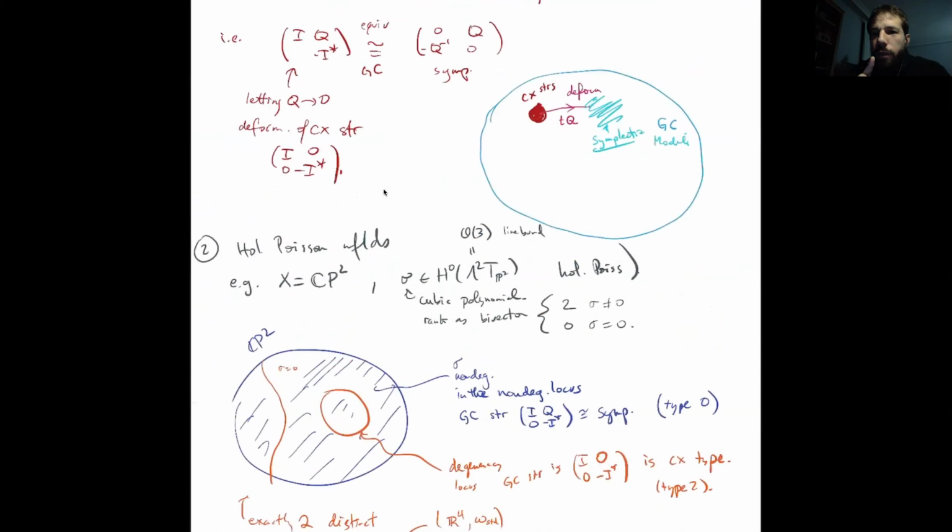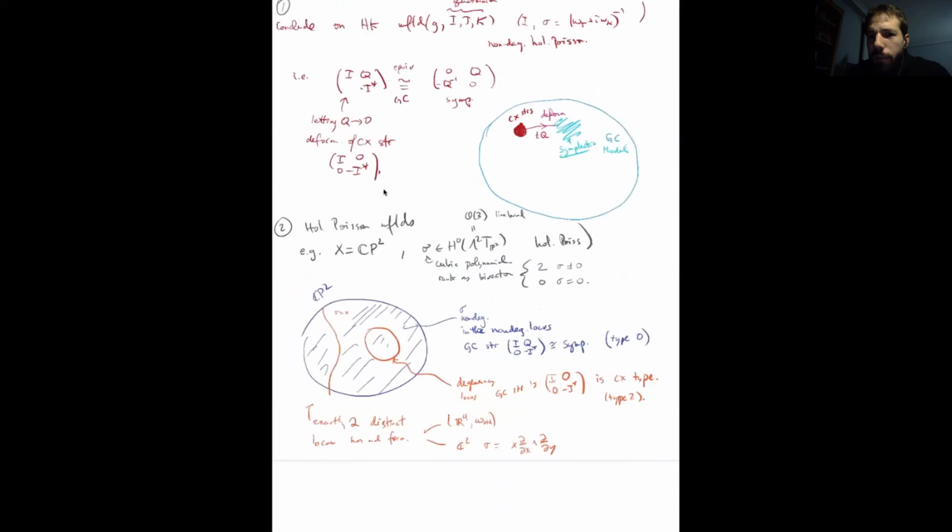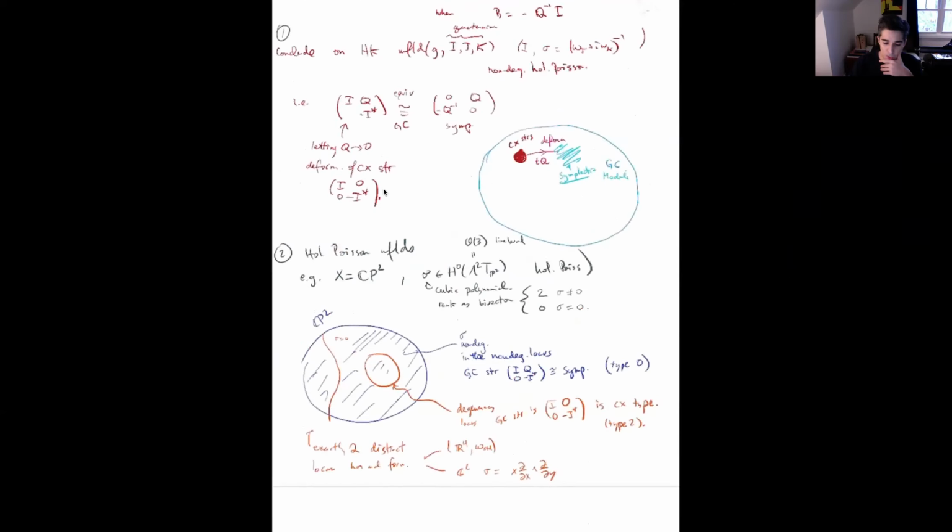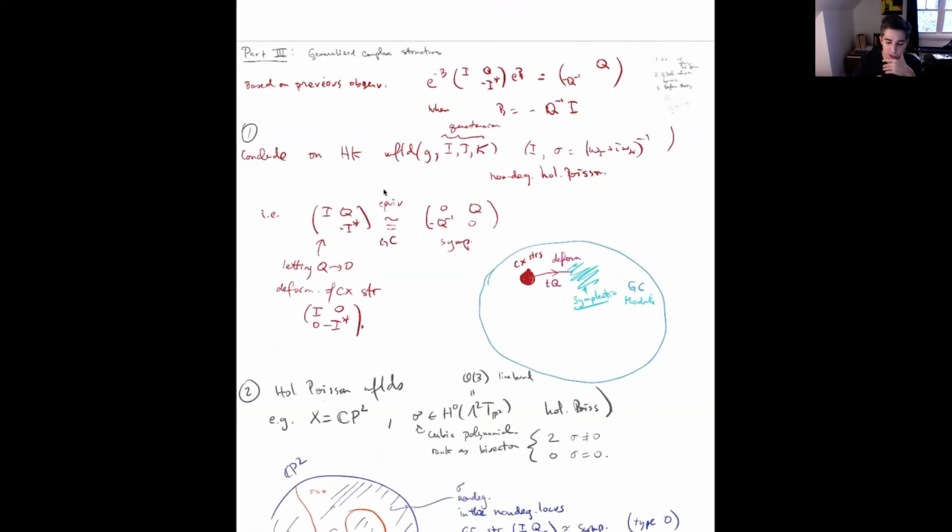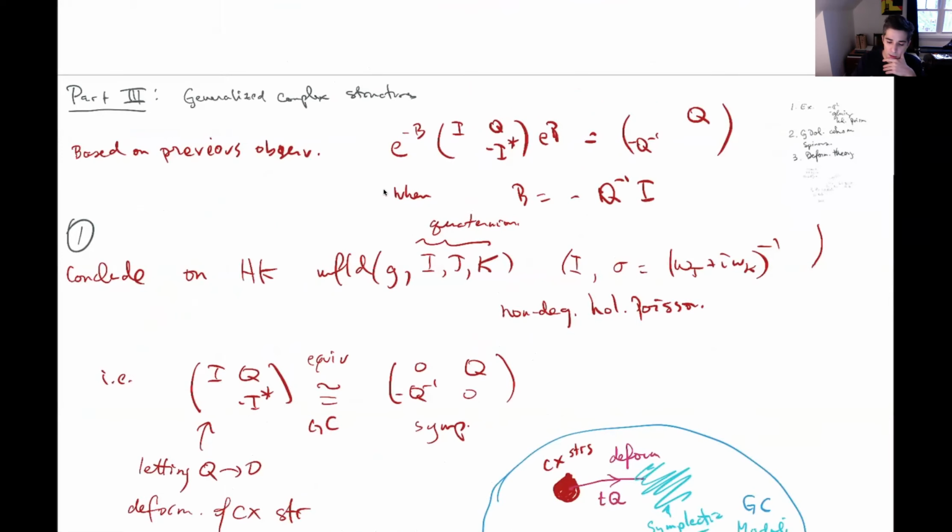Before you go on, I have a question. What is the difference between Q and sigma? Sigma is P plus iQ.